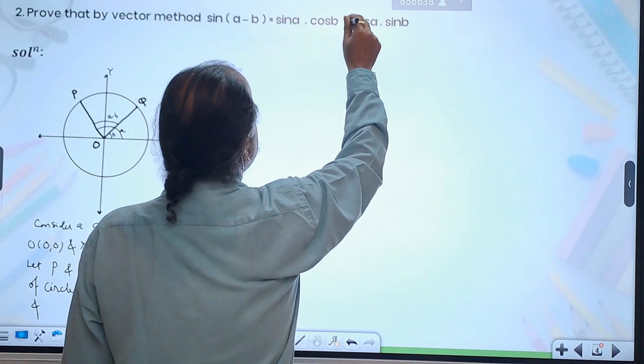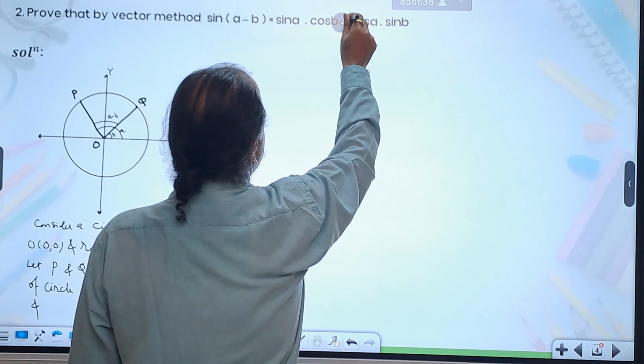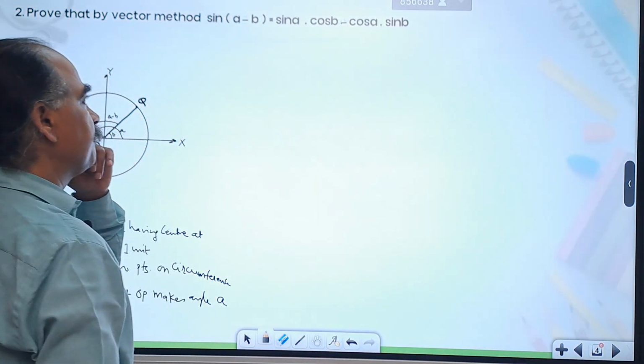Sin A minus B is sin A cos B minus cos A sin B. And later on I'll give proof of plus.